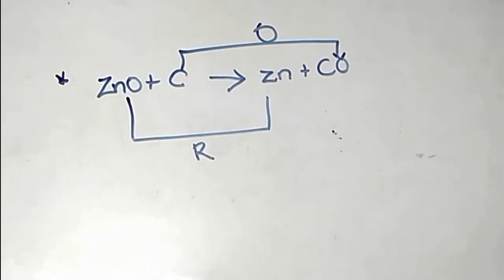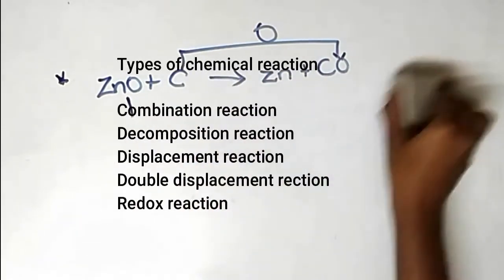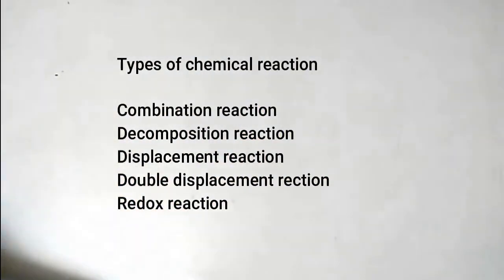So let's conclude. Today we studied about the types of chemical reactions: the combination reaction, decomposition reaction, displacement reaction, double displacement reaction and the redox reaction.